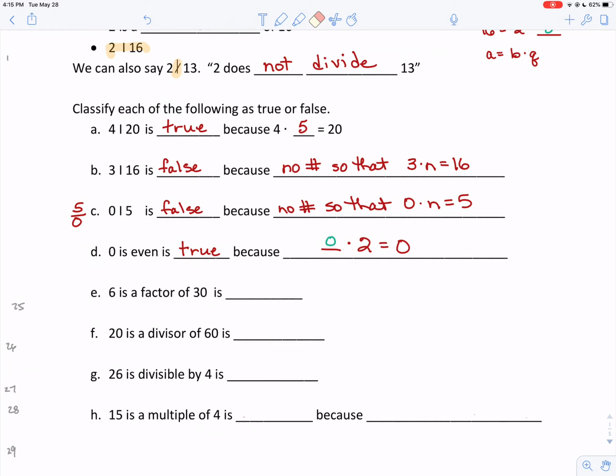Now, is 6 a factor of 30? Does 6 go into 30 and you have no remainder is what it's asking? Yeah, it is true. 20 is a divisor of 60. There is no remainder, so that is true.